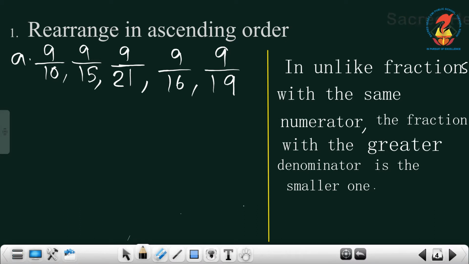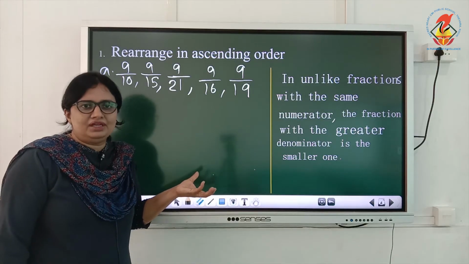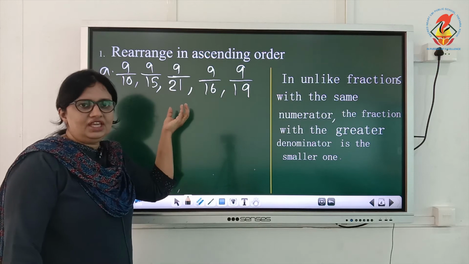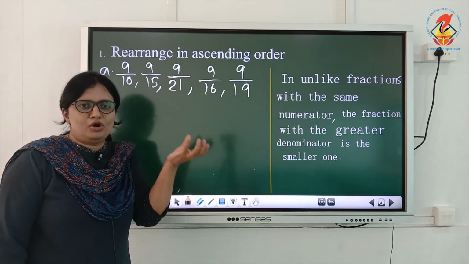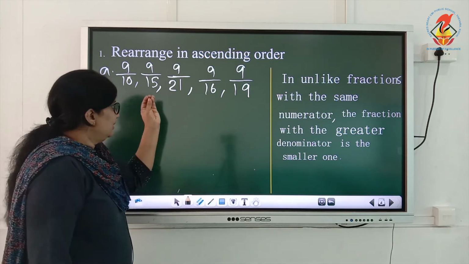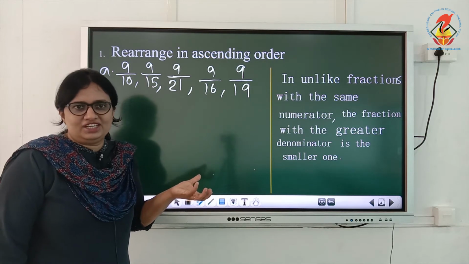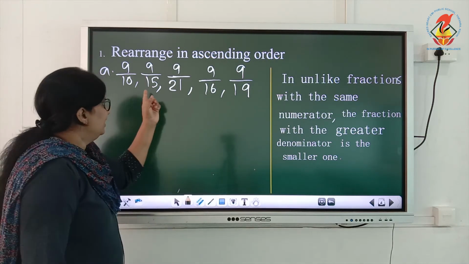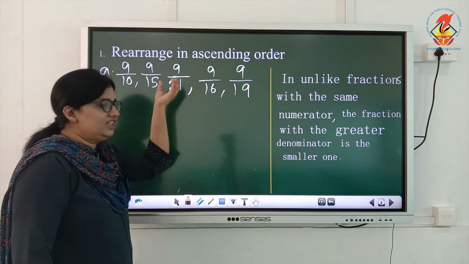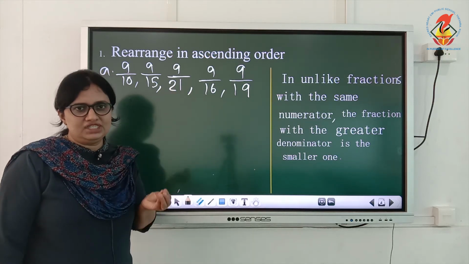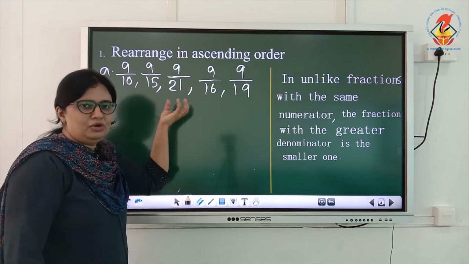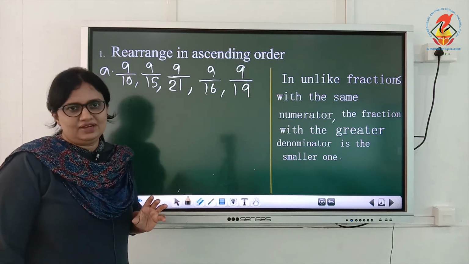You know what's the reason? All the denominators are different. That's why it is unlike fraction. But something is there, all the numerators are same. For this type of fractions, how can we compare? The fraction with the greater denominator is the smaller fraction. And the fraction with the smaller denominator is the greatest fraction. Is it clear? The opposite of that. Look at the denominators, and the denominator with the greater value is the smallest fraction, and the denominator with the smaller value is the greatest fraction.